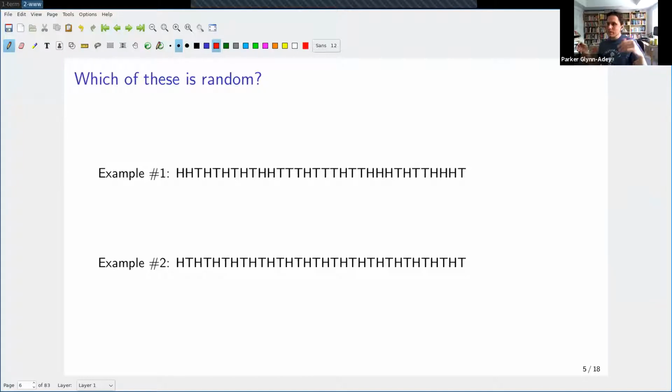Okay, so check it out. Which of these two sequences do you think is random? Just throw it in the chat. One. All right, why are there no twos? Why does 2 not seem random? Unlikely. Yeah, it's alternating.